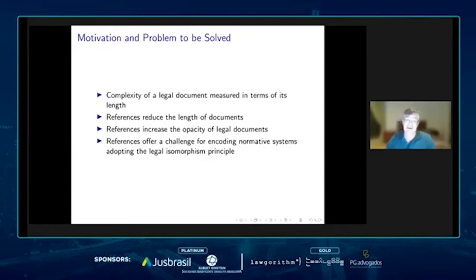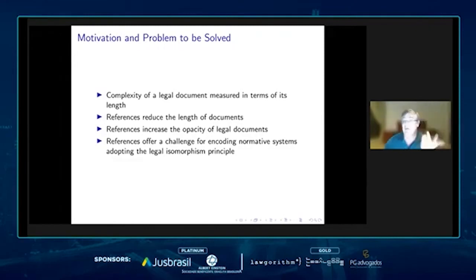Now we can go to the actual problem we wanted to address in this presentation and with this paper. Typically, the complexity of a legal document is measured in terms of the length of the document. It has been argued that the use of references, internal references to other parts in the same document, or references to other documents, is one way to reduce the complexity of the document because they reduce its length. However, there are several problems.